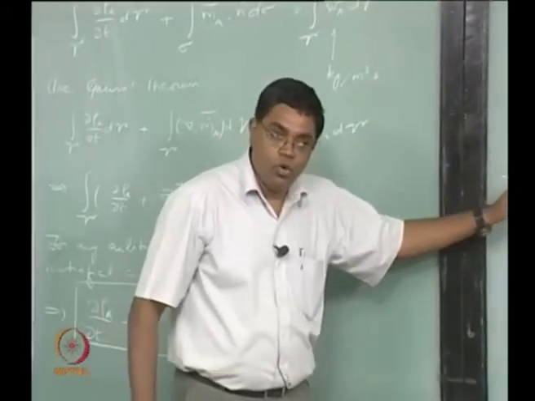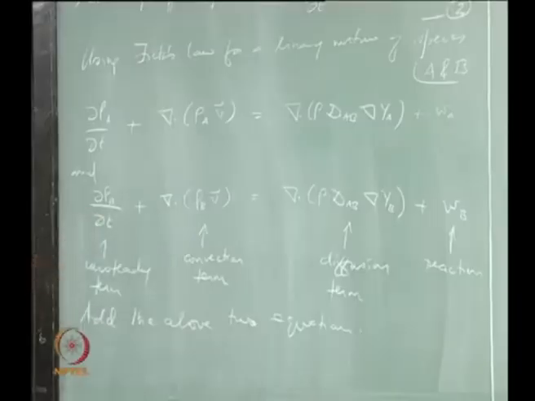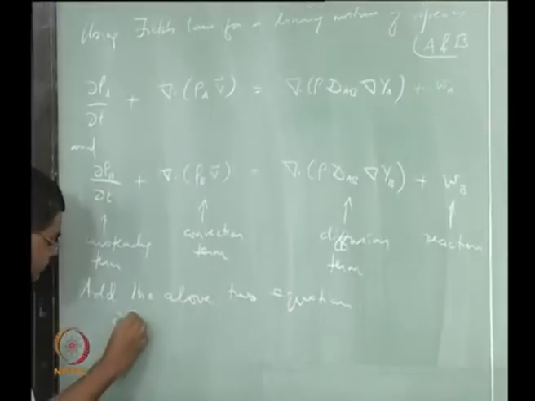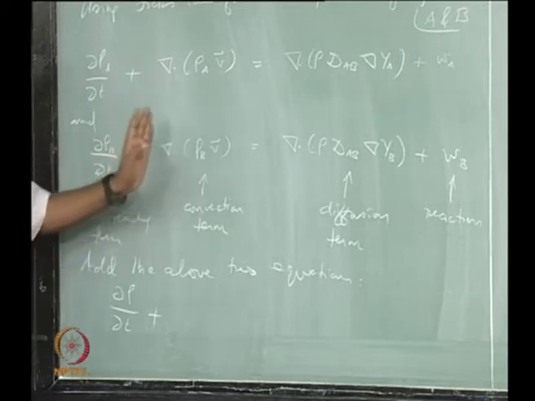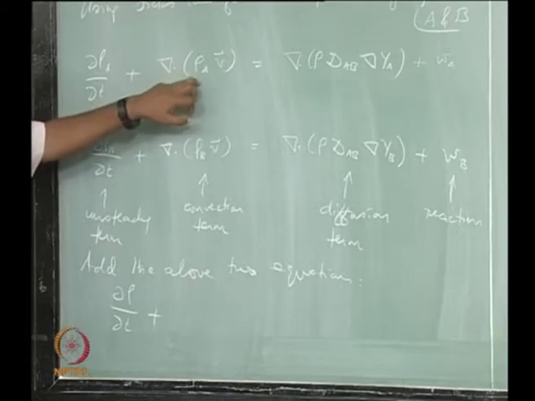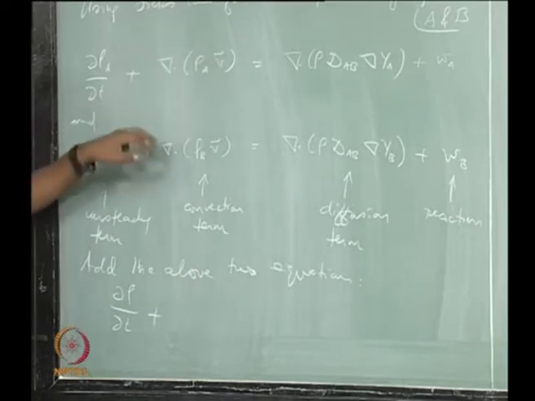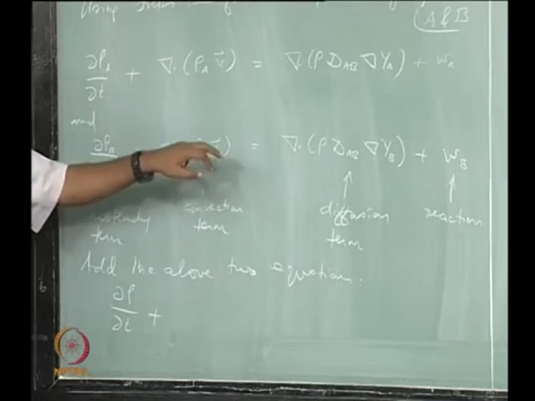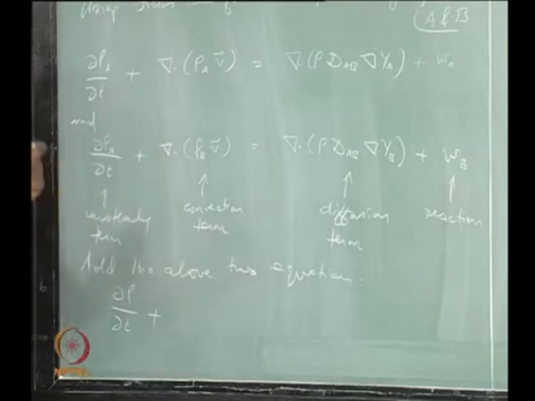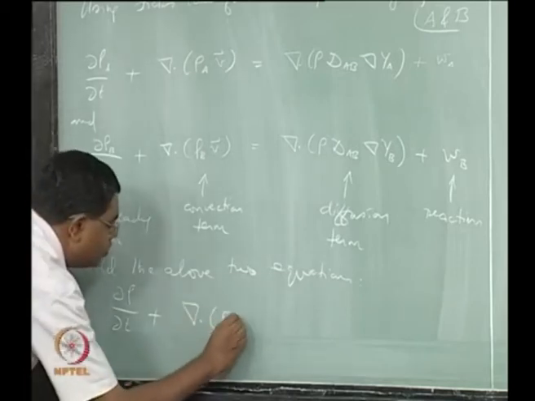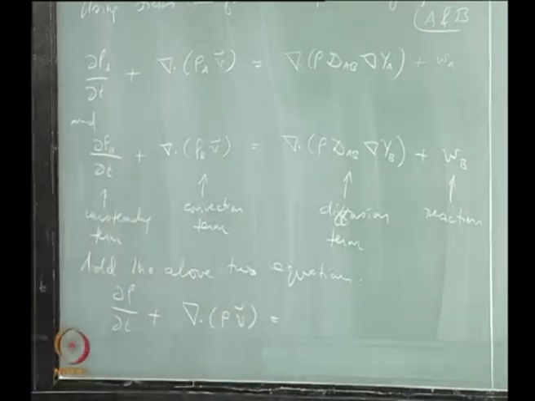So effectively you now get dou rho by dou t plus, you can do all the summation through divergence and so on, no problem. So divergence of rho A times V vector plus divergence of rho B times V vector is nothing but divergence of rho A plus rho B times V vector. So rho A plus rho B is again rho, so this is divergence of rho times V vector. So this is divergence of rho V vector equal to, let's look at what happens here.